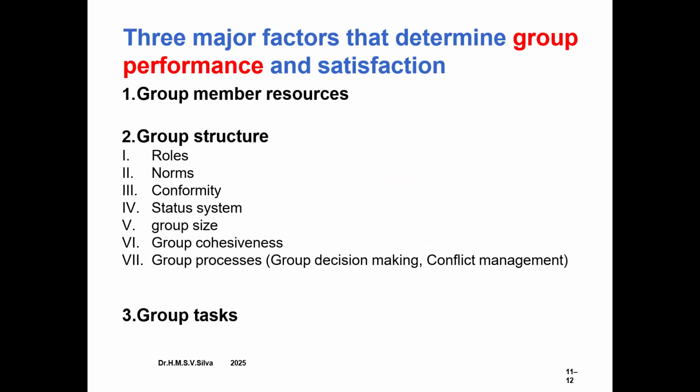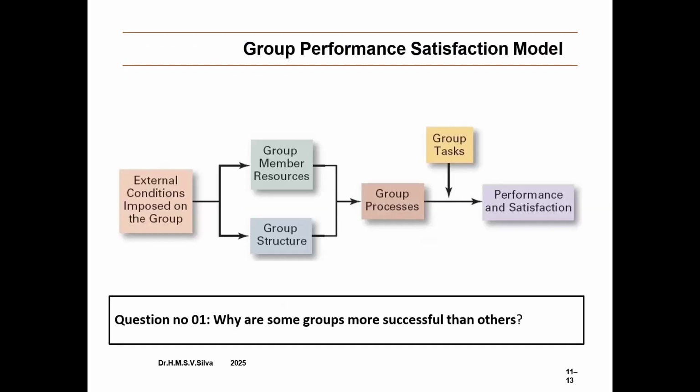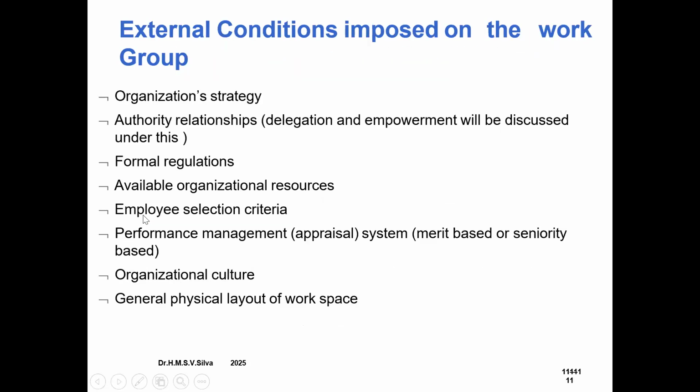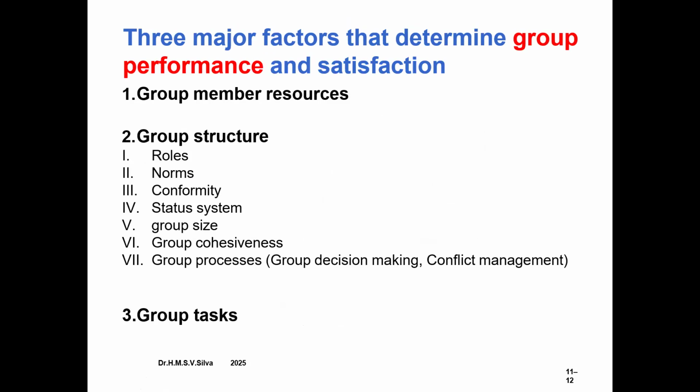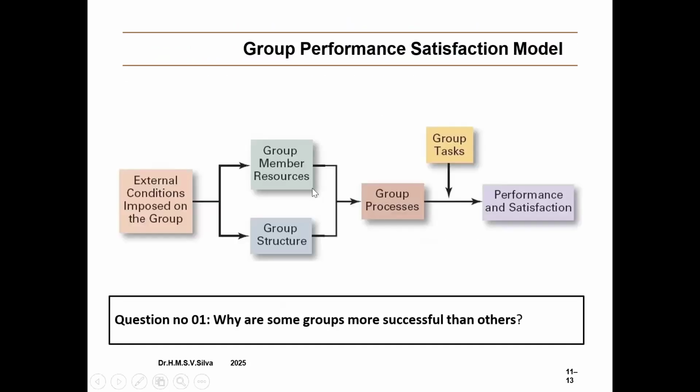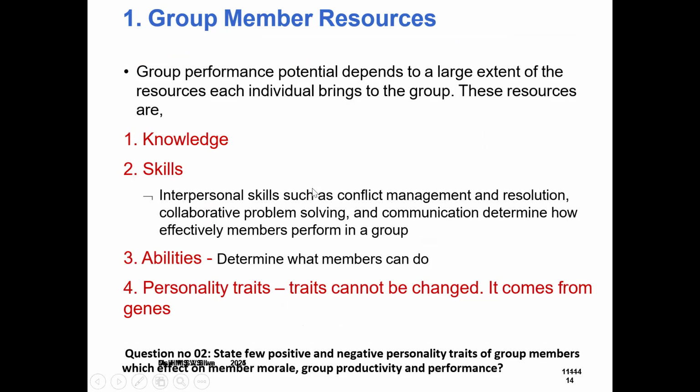Before discussing group member resources, I would like to show the relationship in the group performance satisfaction model. First, the external conditions imposed on the group, which we have identified: organization strategy, authority, formal regulation, resources, selection criteria, performance management system, culture, and physical layout. Then group member resources. Group member resources mean knowledge, skills, abilities, or personality traits. Knowledge, skills, attitudes, and personal traits are the group member resources.